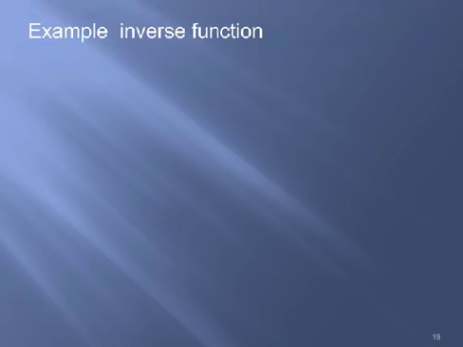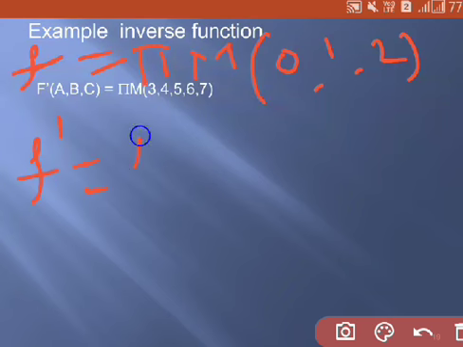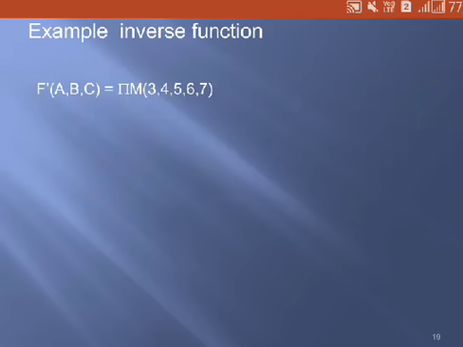Okay, so an example of an inverse function you can consider. The function is written as f is equal to capital pi, product of capital M of 0 comma 1 comma 2. If you observe, f dash will be the product of max terms M3, M4, M5, M6 and M7. Inverse function you are considering.